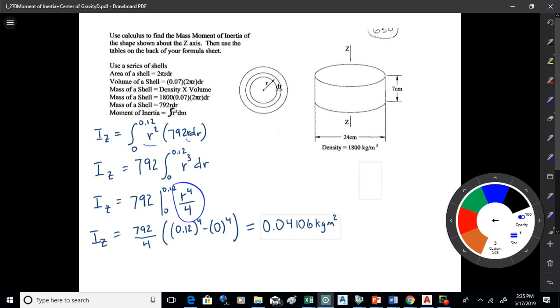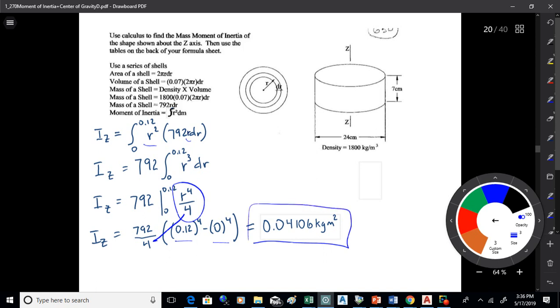I pulled the 4 out. Then I took 0.12 to the 4 minus 0 to the 4 and multiplied 792 over 4 times that, and got 0.04106 kilogram meters squared. That's what I got. Are we all right with the integral there? Okay. Now that's the fundamental. That's applying that fundamental definition and knocking through that.